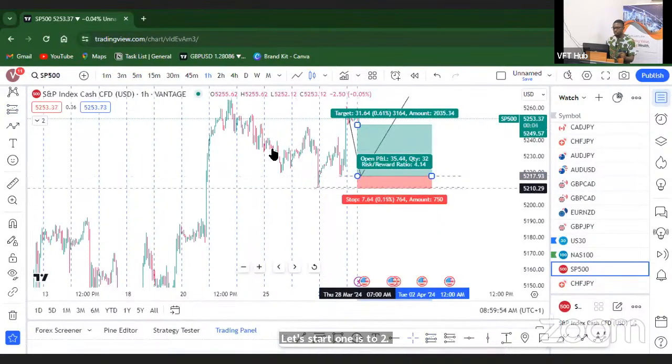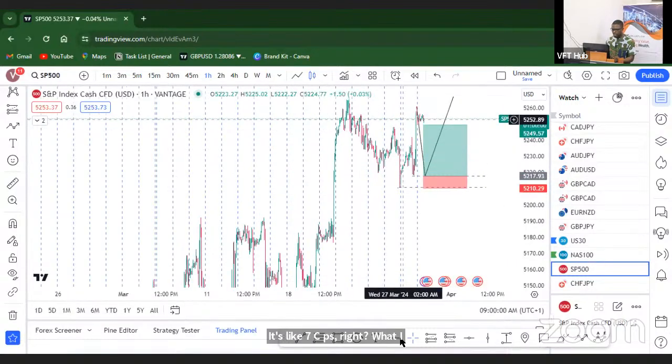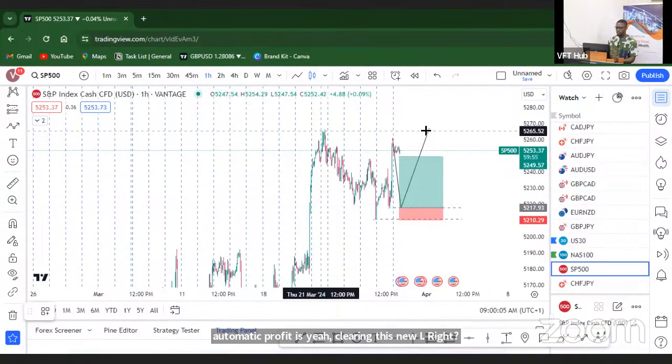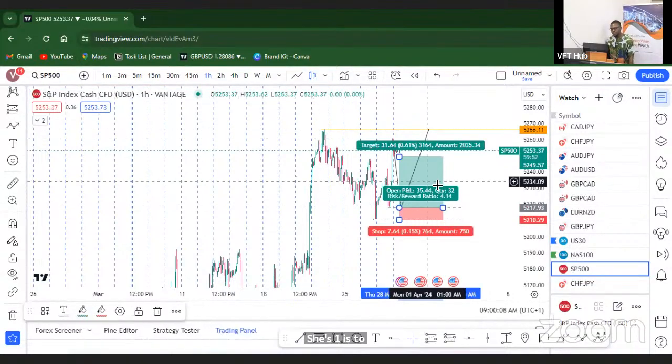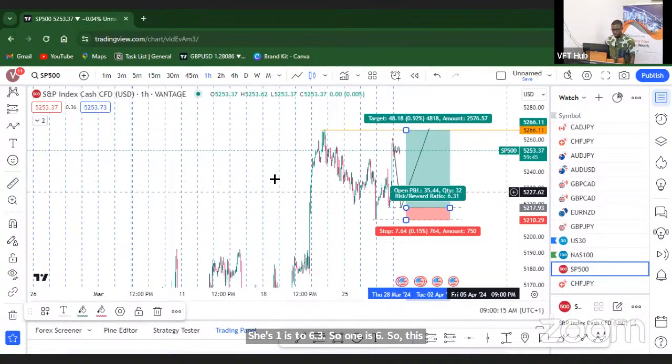It's like 70 pips SL, right? What am I looking for in this setup? Ultimately, my ultimate take profit is here, clearing this new high, right? Which is 1:6.3. So 1:6. So this is what I'm looking at for S&P 500, right?